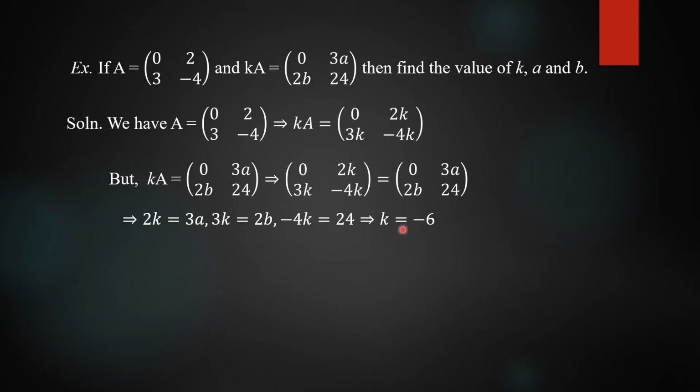So if you use K is equal to minus 6 here, so it is minus 12 by 3 is minus 4, A is minus 4, and B is equal to, using minus 6 here, so minus 18 by 2 is minus 9, so B is equal to minus 9. So that completes the solution. Okay, so next we go to the next screen.